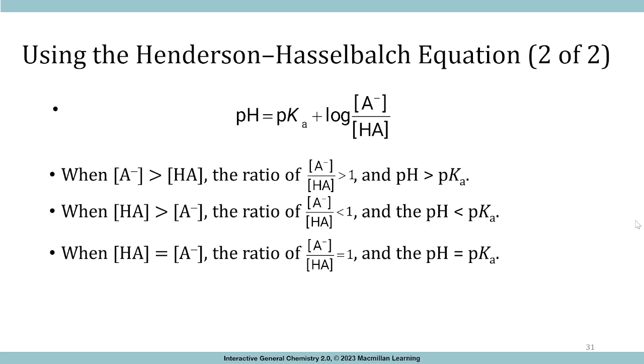When the A minus is greater than the HA, or when you have more base than acid, that means the pH is going to be higher than the pKa. When the acid is greater than the base, the pH will be lower than the pKa. Makes a lot of sense. It's the normal direction for pH, isn't it?